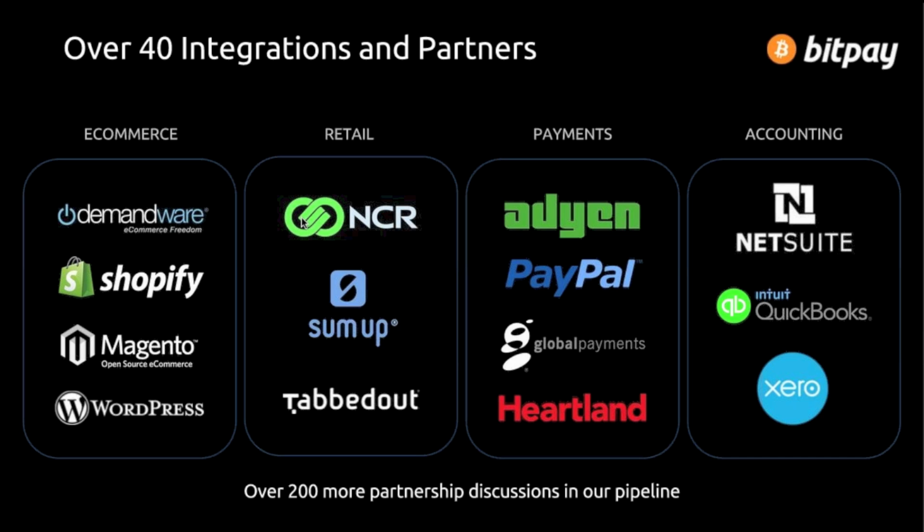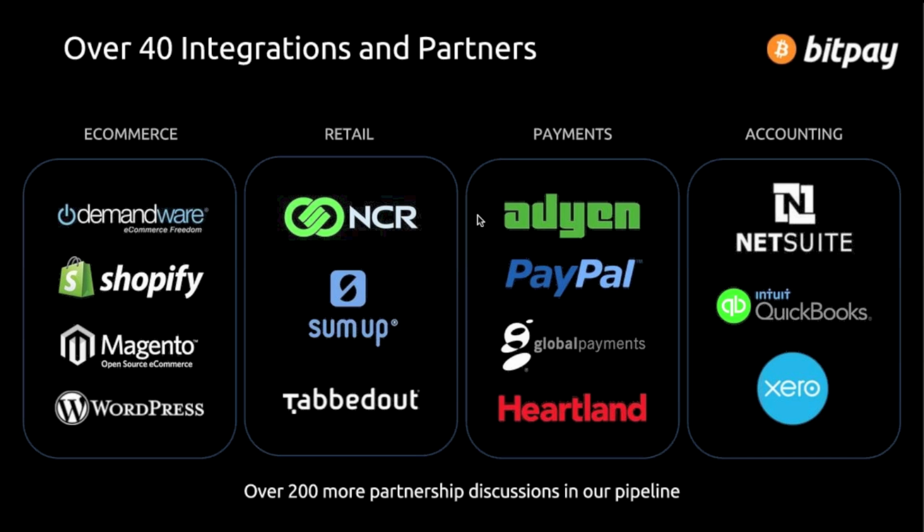On the retail side, NCR did an integration with us into their new iPad-based point of sale. It's called NCR Silver. So if you have a BitPay account, you can configure it, and then Bitcoin can appear as a tender type when you're at a store and you're trying to check out. And we have a few other of those as well.